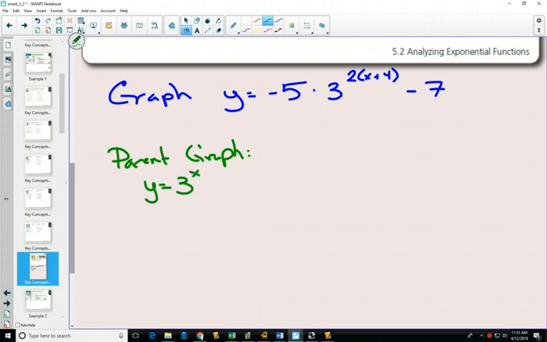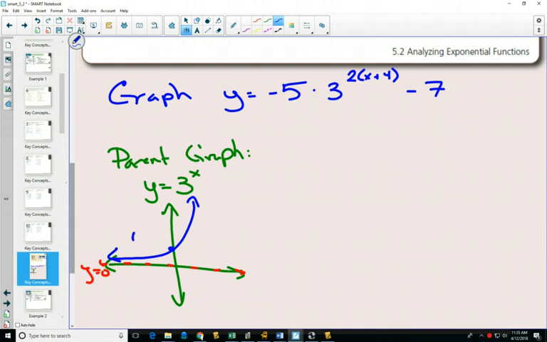So you have to recognize that that's your parent graph, and off to the side, I like to always quickly do a quick sketch. What does that parent graph look like? It looks like this. It has an asymptote at y equals 0. I know that the points, it goes through 0, 1, and the other key point is 1, 3. And now the important thing about the parent graph is then when we go back to our equation, we need to recognize that this is our parent graph, 3 to the x. And that 3 doesn't affect your transformations.